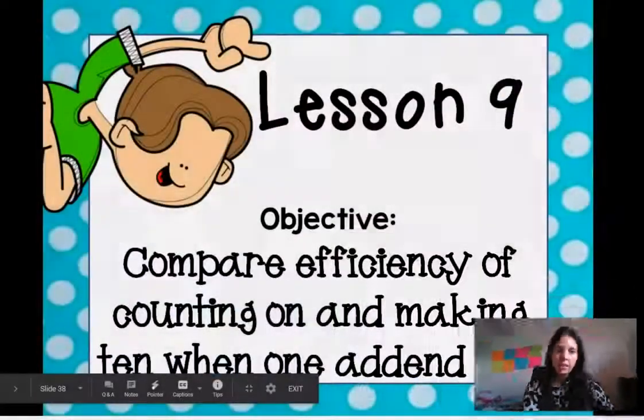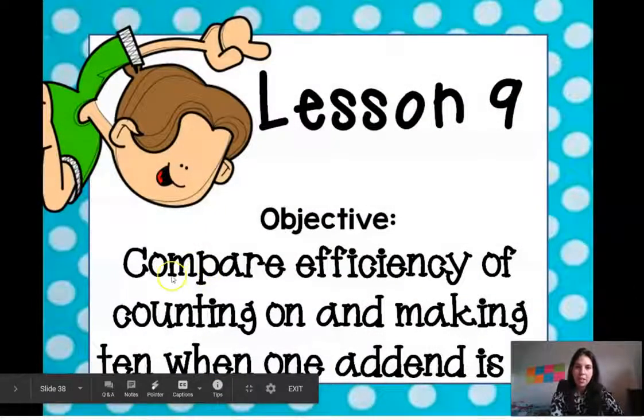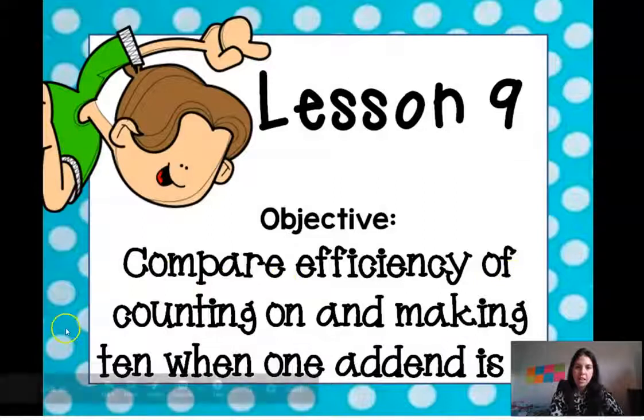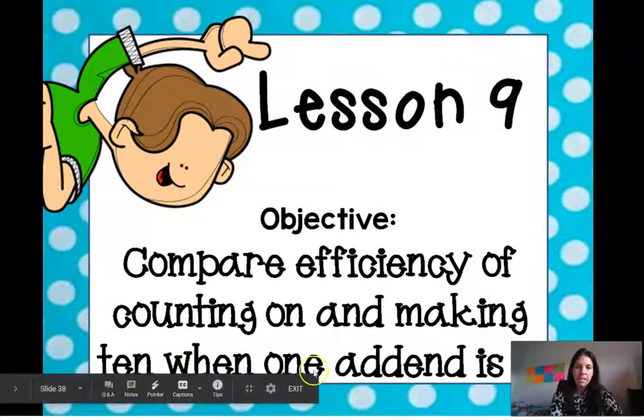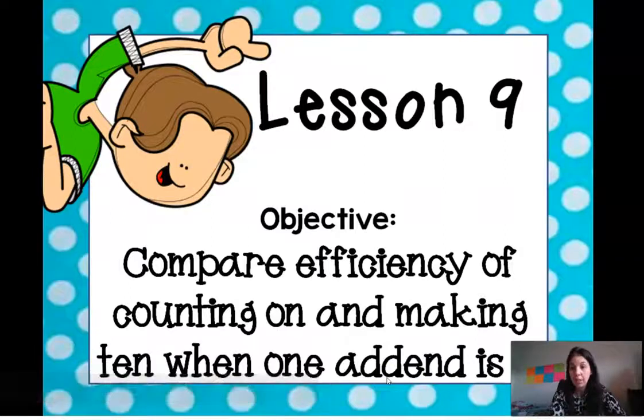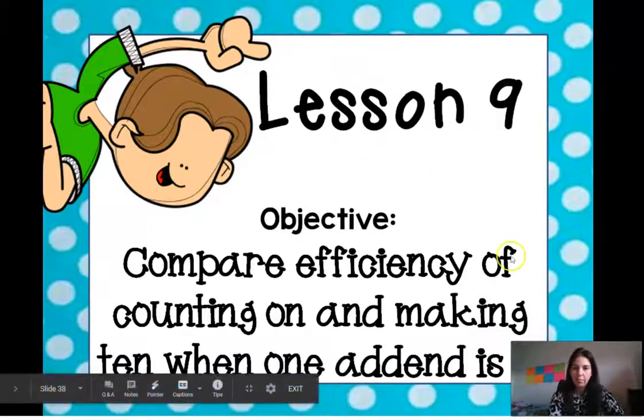Let's look at our objective. Compare efficiency of counting on and making 10 when one addend is 8. So we're going to look at those two strategies and see which one makes more sense and is quicker. So let's see.